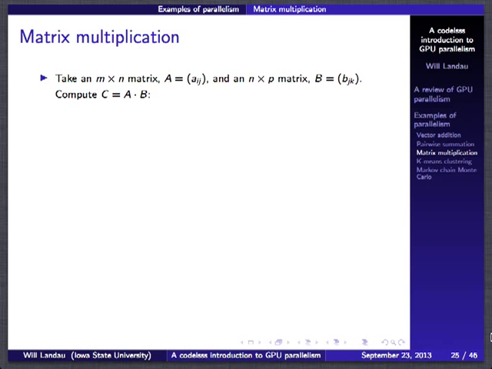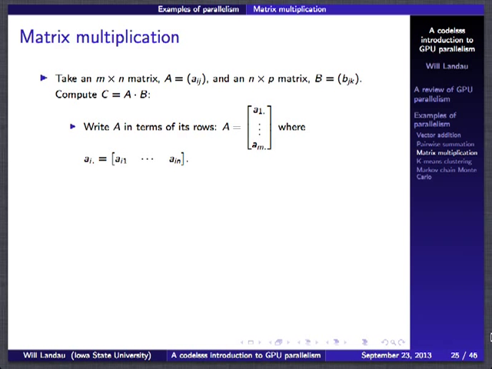My next example is matrix multiplication. So this is a bit more interesting. Let A be an m by n matrix, and B be an n by p matrix. And I want to compute A times B, call that C. And I'm going to use the indices i and j to denote the row elements and column elements of A, and j and k for the same indices, but only on B.